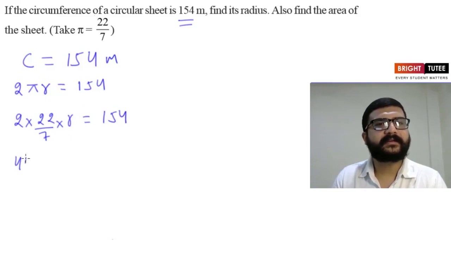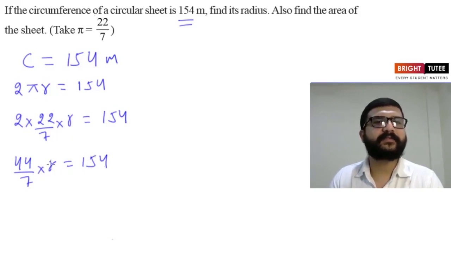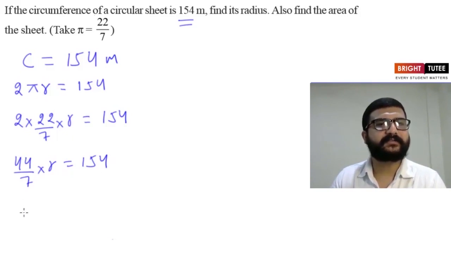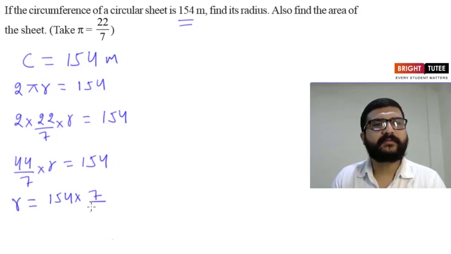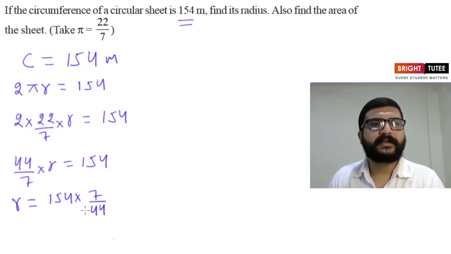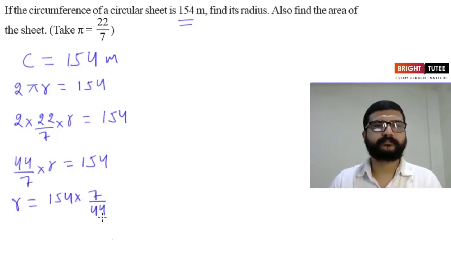Now from here we will get 44 upon 7 into r is equal to 154. Now for finding the value of r, that is radius, we can transpose this 44 upon 7 to the right side of the equation. So this will give us r is equal to 154 into 7 upon 44. So after transposing we have to multiply it with its reciprocal. Now we have to just simplify this. So here we can simplify it.